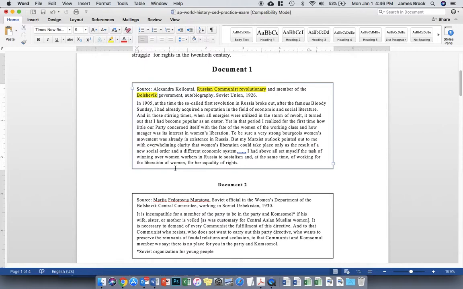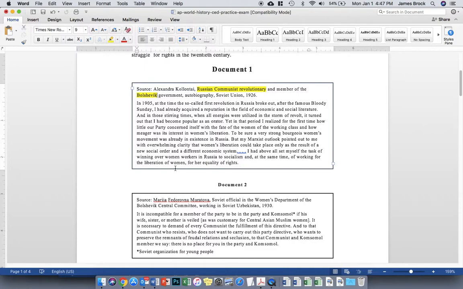1905, at the end of the so-called First Revolution in Russia, which broke out after the famous Bloody Sunday, I'd already acquired a reputation in the field of economic social literature. And in those stirring times, when all energies were utilized in the storm of revolt, it turned out that I had become popular as an orator. Yet in this period, I realized for the first time how little our party concerned itself with the fate of women of the working class, and how meager was its interest in women's liberation.